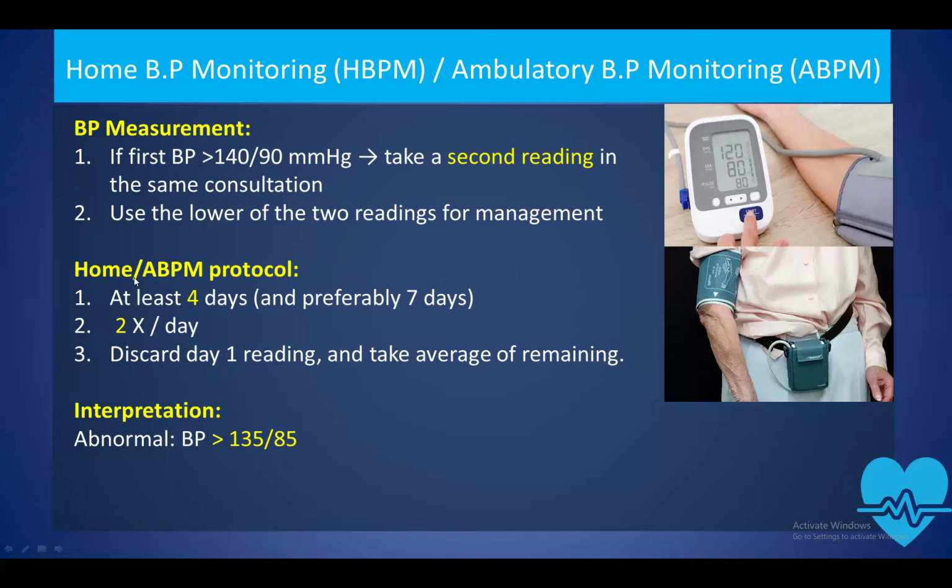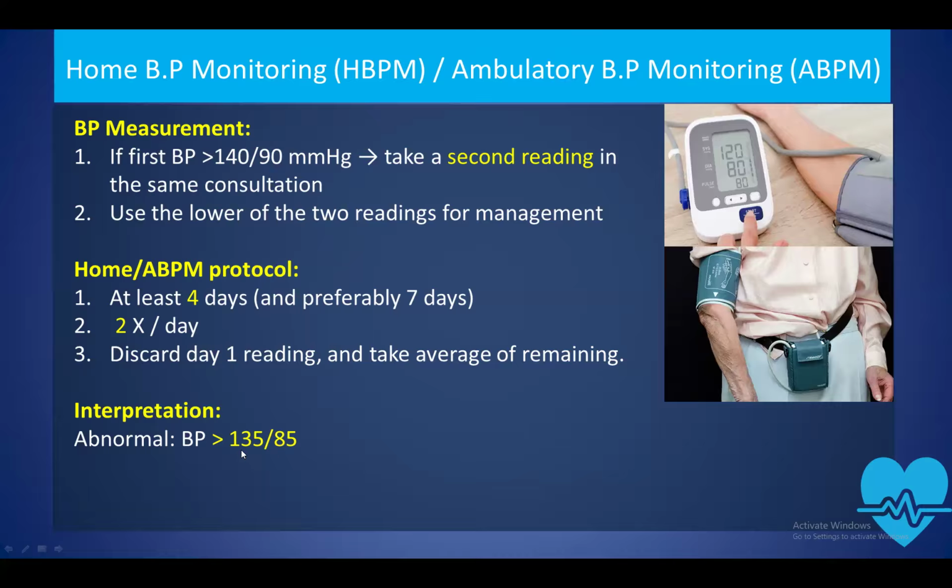For home BP monitoring or ambulatory BP monitoring, the patient will record his blood pressure for at least 4 days and preferably 7 days. He will record blood pressure 2 times a day, then discard day 1 readings and take the average of the remaining readings. If that average is more than 135/85, then this patient is hypertensive. And if it is less than 135/85, this is a normal patient, not hypertensive.